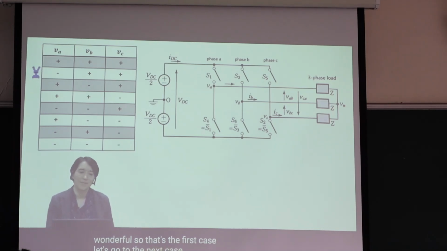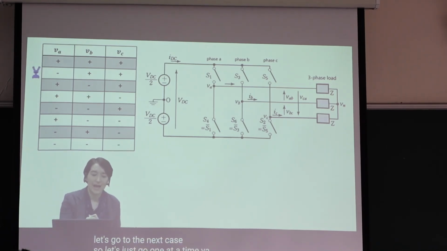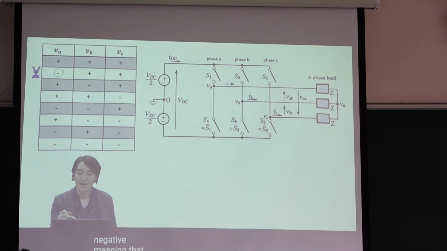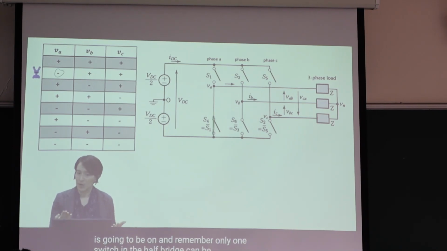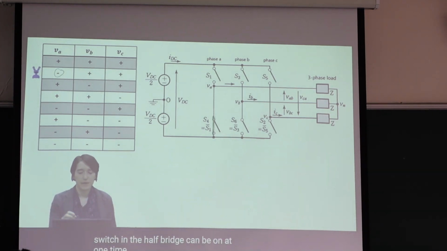Let's go to the next case. So let's just go one at a time. VA is now negative, meaning that instead of S1 being on, S4 is going to be on. And remember, only one switch in the half bridge can be on at one time. So we have that one connected.